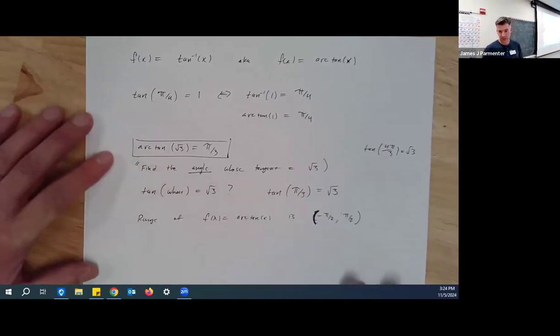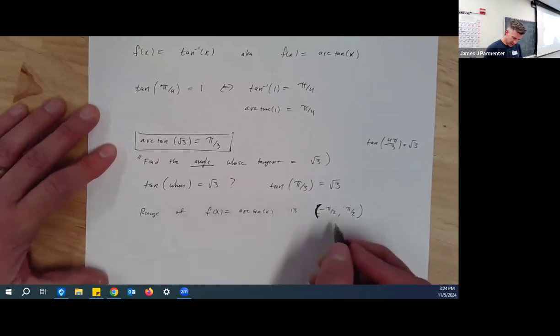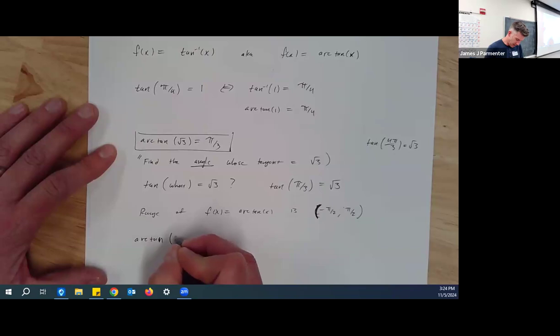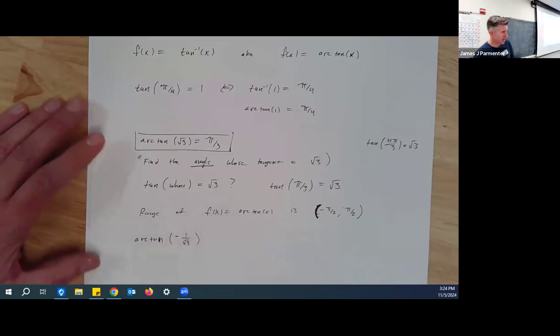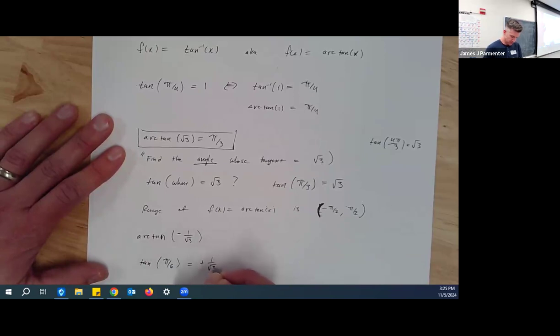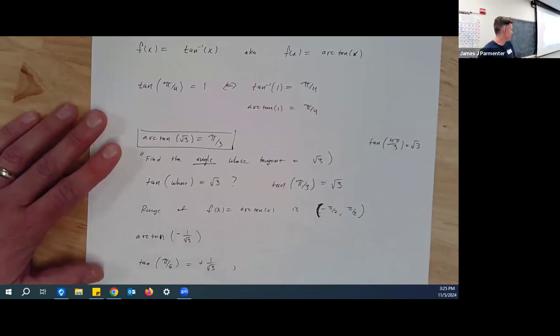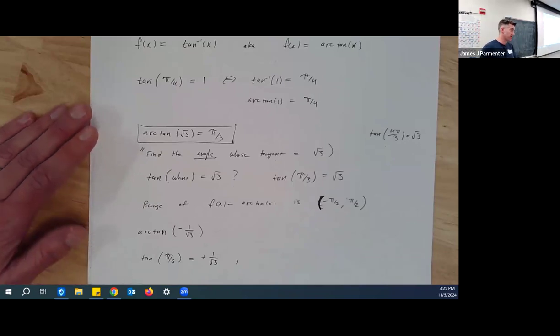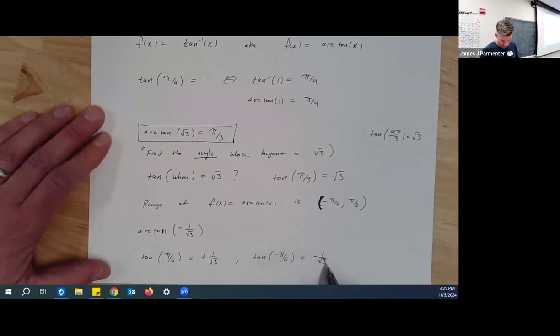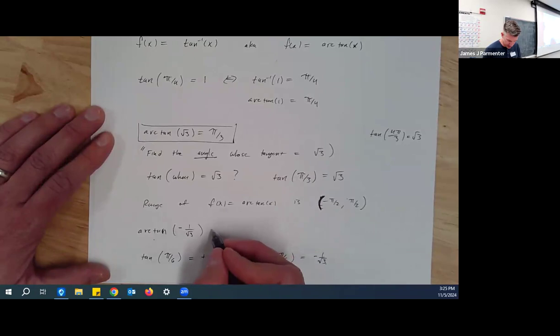So just for one more example before we take the derivative of this gnarly function, if I was asking for the arctangent of negative 1 over root 3, well, here's what I know. I know that tangent of positive pi over 6 is equal to positive 1 over root 3. The nice thing about tangent here is that negative angles correspond to the same negative values. So we also know then that tangent of negative pi over 6 is equal to negative 1 over root 3. Which means that if tangent of this angle equals that number, arctangent of that number has to equal that angle.